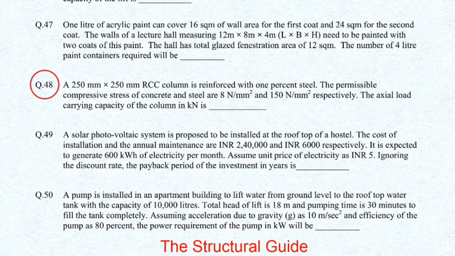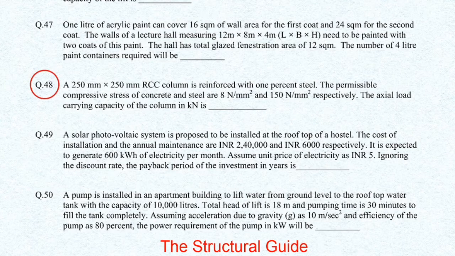The next question is, a 250 mm by 250 mm RCC column is reinforced with 1% steel. That means the size of the column is given and the area of reinforcement is given. The permissible compressive stress of concrete and steel are given. The axial load carrying capacity of the column in kilonewton is.